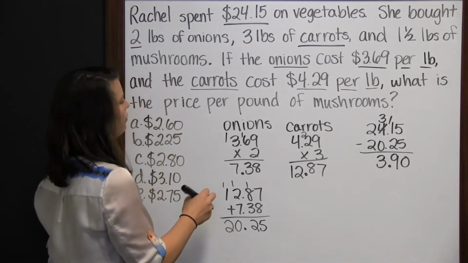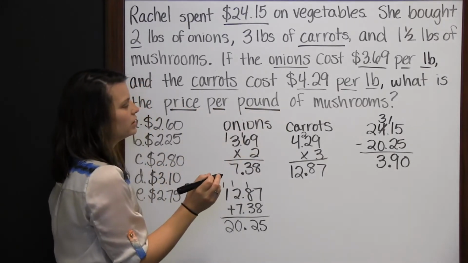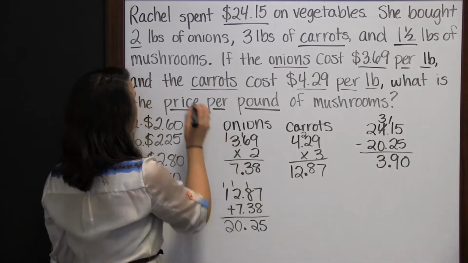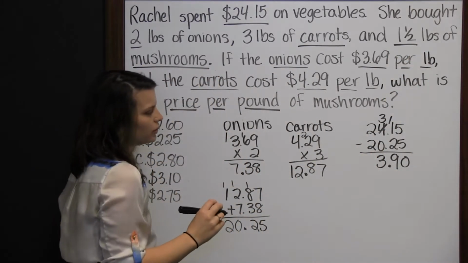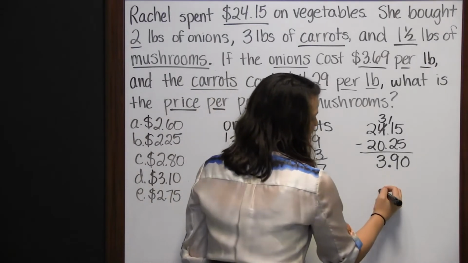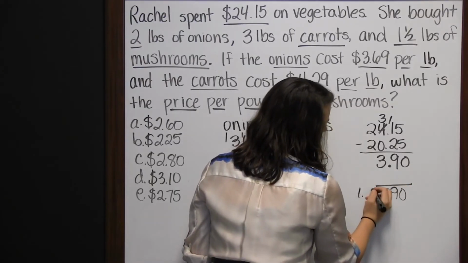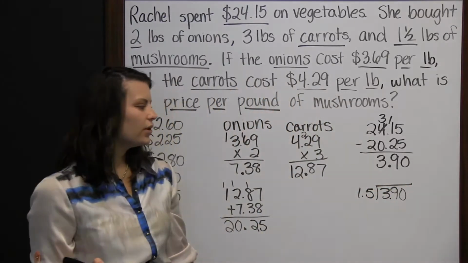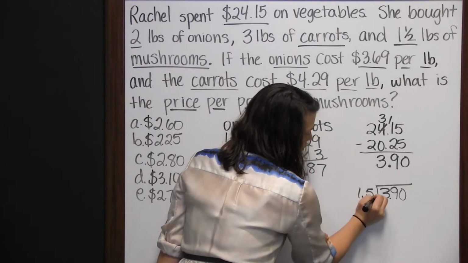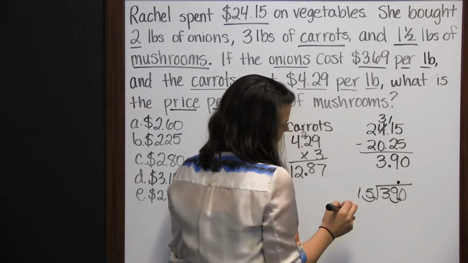But what we need to know is what the price per pound was, which we can find using this information. She bought 1.5 pounds of mushrooms. So we need to take the total amount spent on mushrooms and divide that by how many pounds of mushrooms she purchased, which was 1.5 or 1 5/10. Now we need to move the decimal one place in both of our numbers. So that's where it is now.